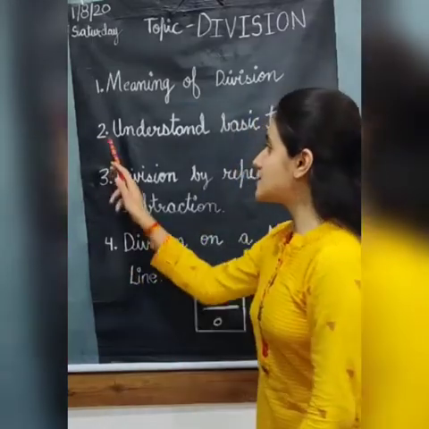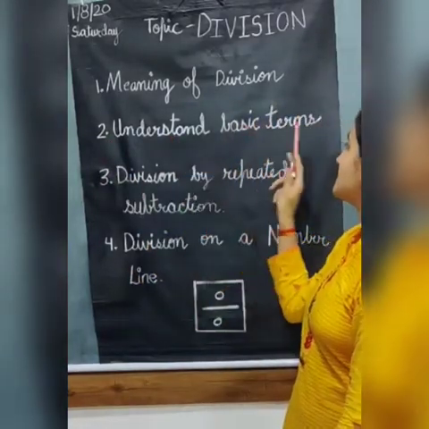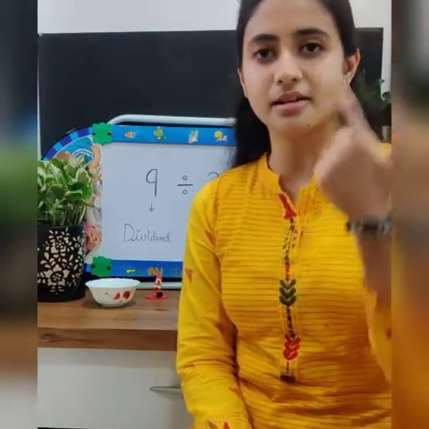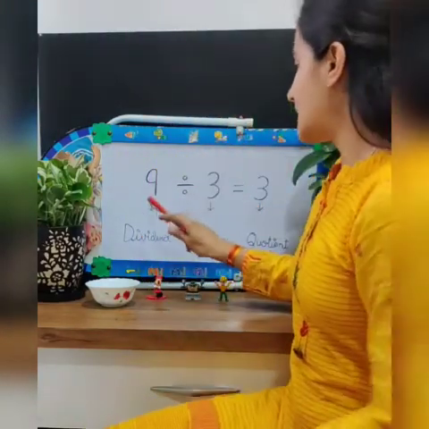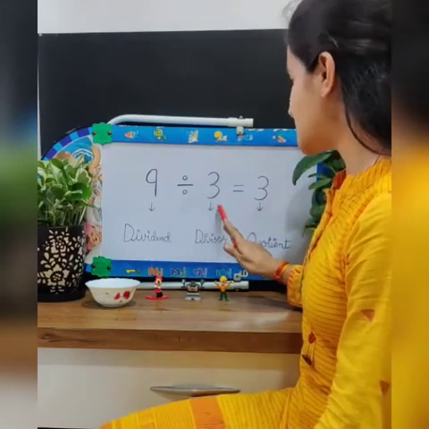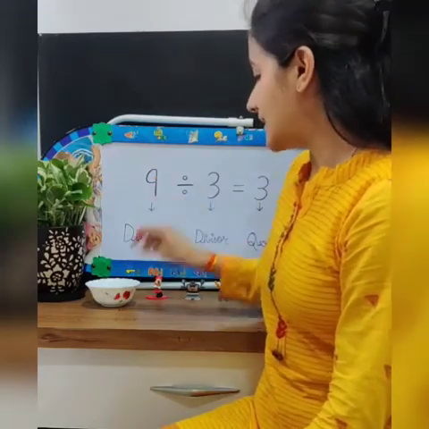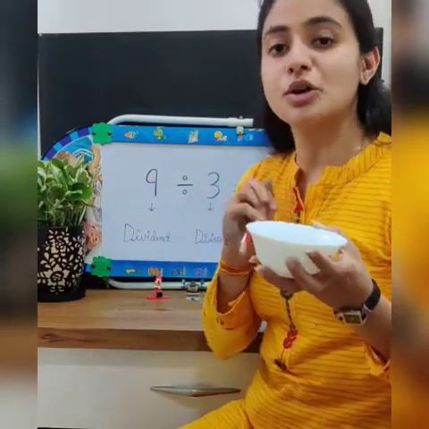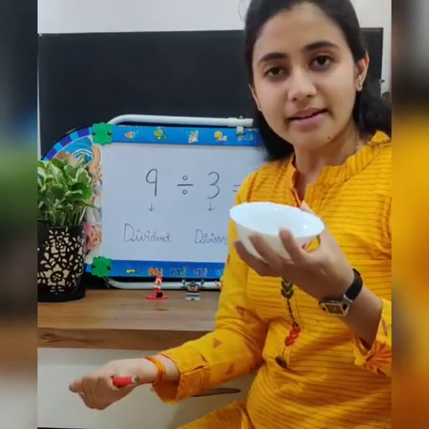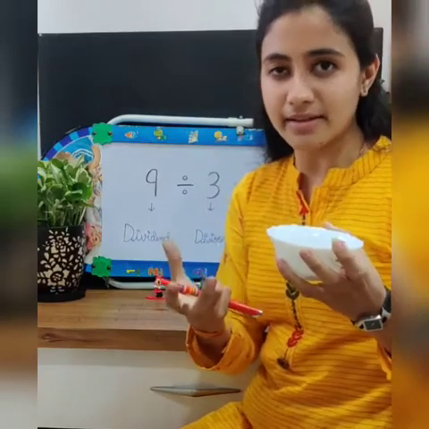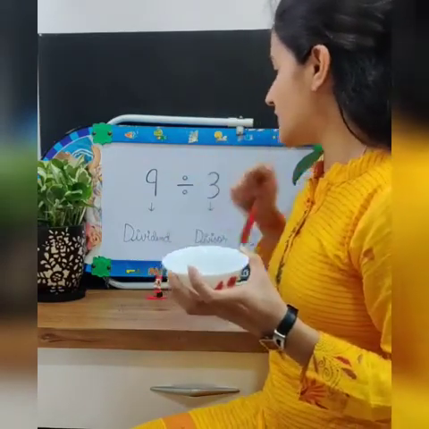Now we will understand the second topic: basic terms. Now we will learn 3 terms of division: dividend, divisor and quotient. In the previous example, what did we do? We divided: 9 divided by 3 is equal to 3. We divided 9 almonds. So the almonds that we divided were the dividend. That is, the total thing that we have to divide is known as the dividend.